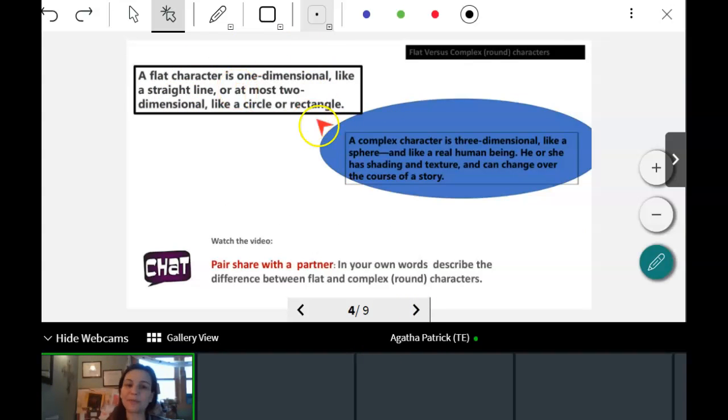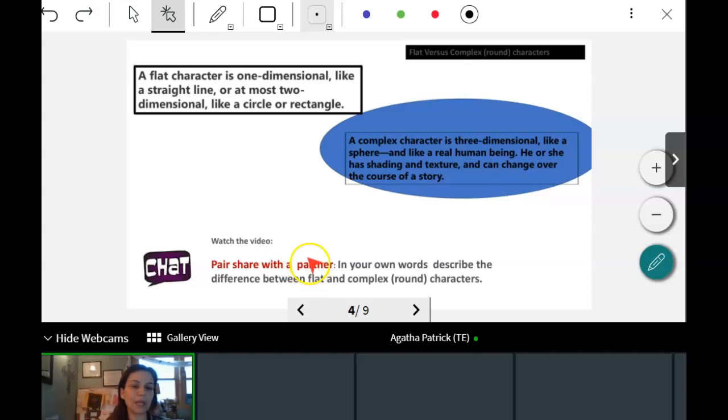And here we go. You have a little graphic here. A flat character is one-dimensional. You can see it like a square or like a flat circle. But a complex character is three-dimensional. There's many sides to them, like a real human being. He or she has shading and texture and can change over the course of a story.